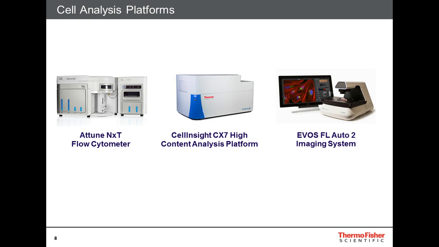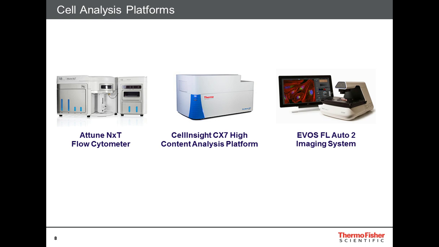The suspension cells we analyze typically using flow cytometry on our Attune NXT flow cytometer. Now this instrument has 4 lasers, 14 colors, and with an auto sampler, we can run 96 different samples very quickly. Critical for the screening aspect of the data we'll show you today. Our adherent cell models we analyze using an imaging system, the EVOS FL Auto 2 imaging system, for qualitative data. For quantitative data from images, we use our CellInsight CX7 high content analysis platform, which extracts quantitative information from the images of our cells.